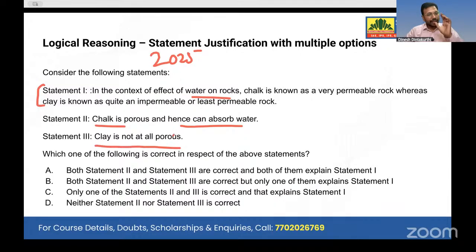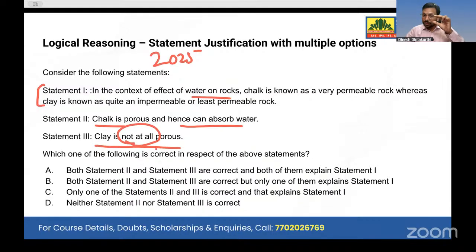See, generally clay is not porous. If clay were porous, if you pour water in a pot, it should come out, but it is not porous. But not at all porous. Look at the stress of the word. When there are extreme statements, none of them are correct, or all of them are correct. Not at all correct. There can be a probability of mistake.